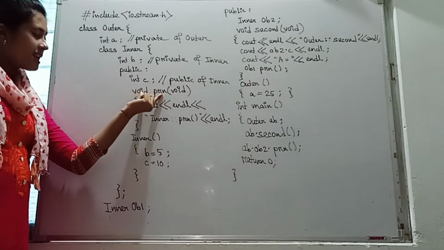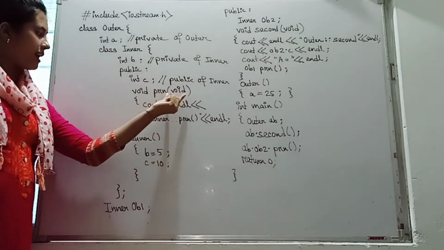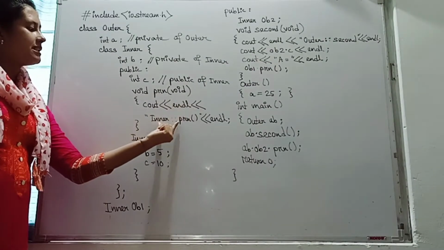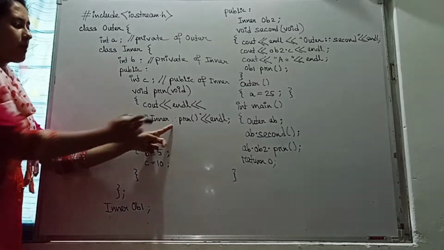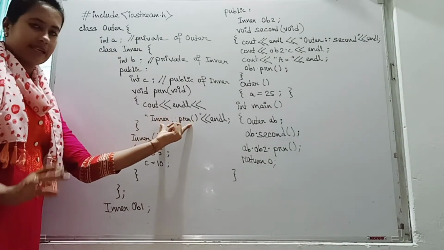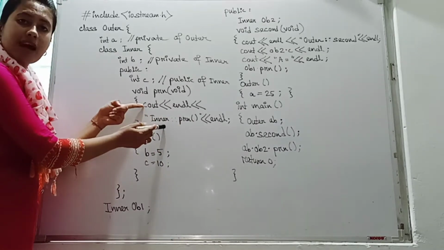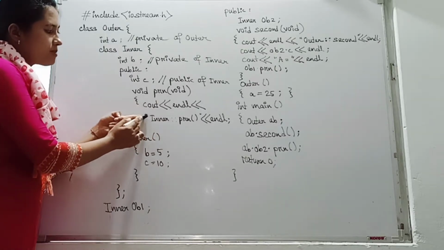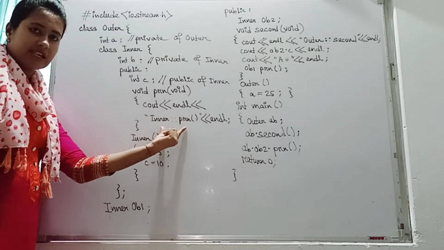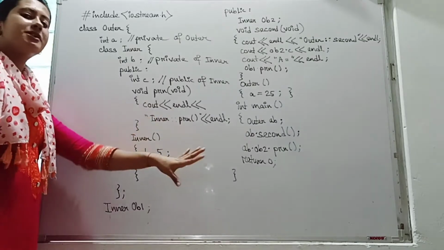Now inside this we have declared one function, void prn, and inside this we have written cout, and the scope resolution operator. The statement written inside this cout statement, inside the double quotation, will be printed as it is.